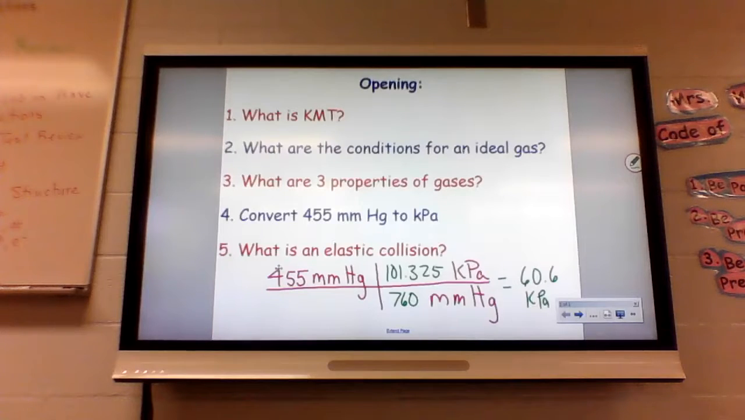Okay? Number 5, what's an elastic collision? All right, no net loss of kinetic energy. The energy is transferred. Everybody okay with 1 through 5?